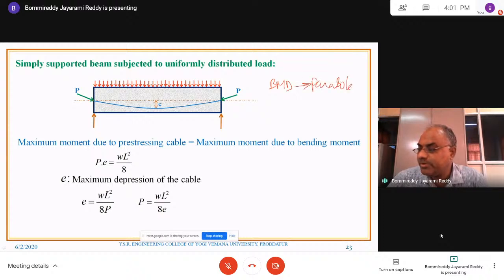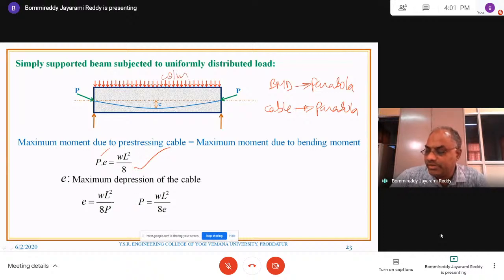Since the shape of the bending moment diagram is parabola, what is the shape of the cable? Cable also parabola shape. Then load balancing is possible. So here also, what is the maximum moment here? P multiplied by eccentricity, PE. What is the bending moment because of uniformly distributed load w per meter? wL square by 8.